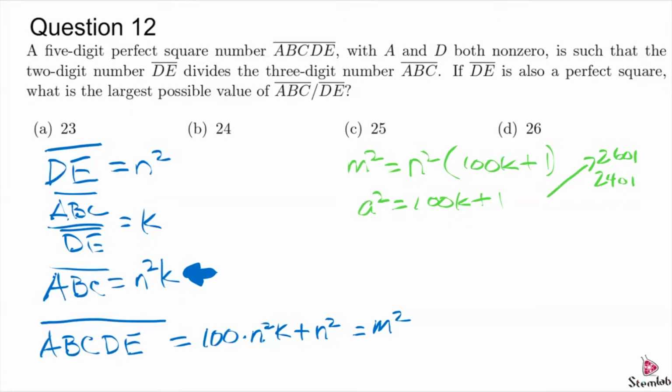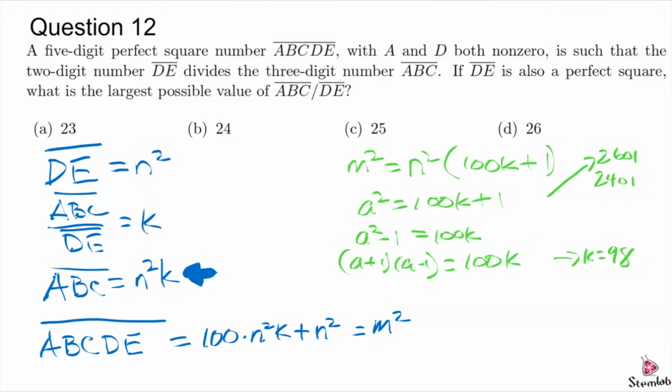So here, what you would actually do is transpose the 1. So you have a squared minus 1 equals 100K, or (a plus 1) times (a minus 1) equals 100 times K. So we know that K cannot be more than a 2-digit number. So one possibility for K that's sort of obvious is K equals 98. If you try plugging that back in, you'll find that you get a 6-digit number instead of a 5-digit number.